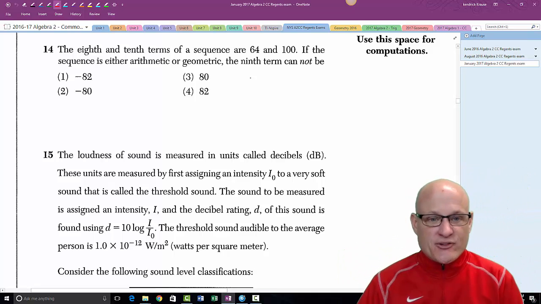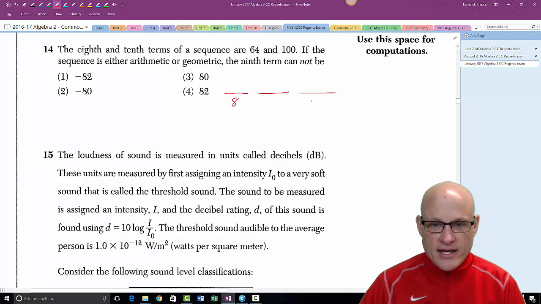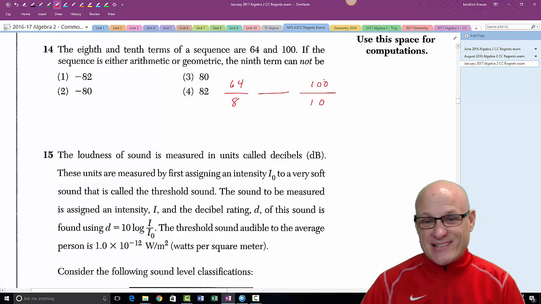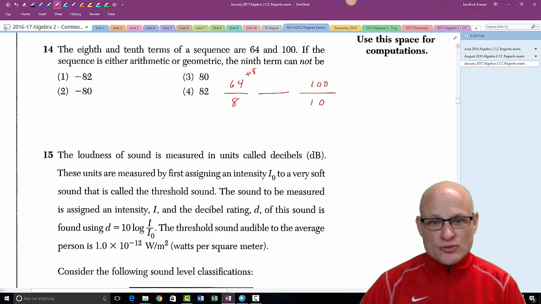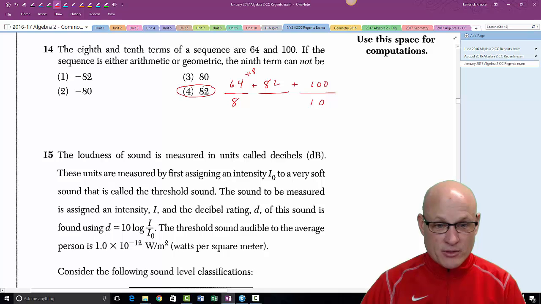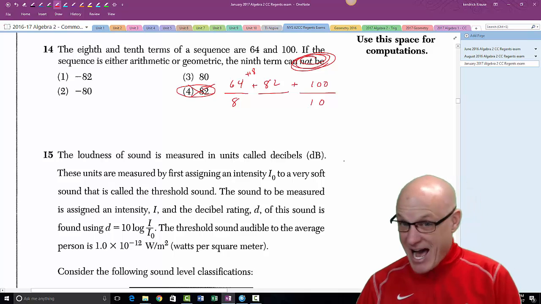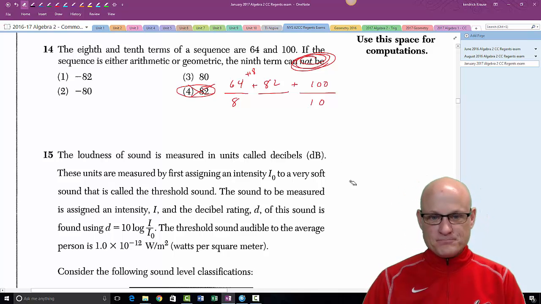Okay, let's see. Let's take arithmetic because that's the easiest one. The 8th and 10th terms are 64 and 100. The difference between these two is 36. So if I add 18, what would that be? 82. And add 18, that would give me 100. So yes, 82 can be a number. So that's not it, because we're looking for, again, New York State likes to say, not the answer.